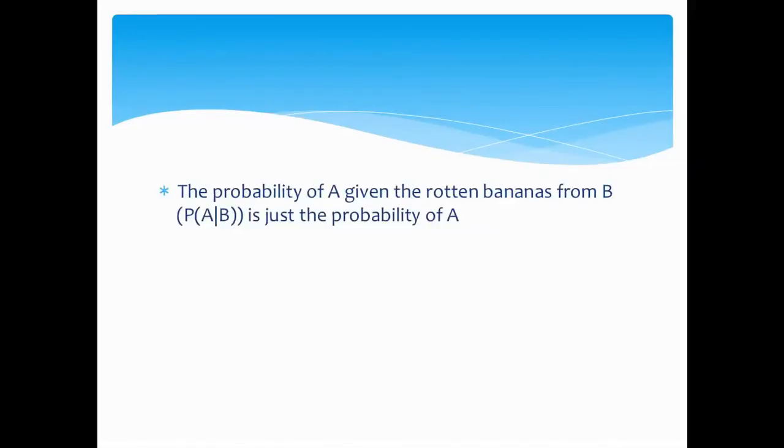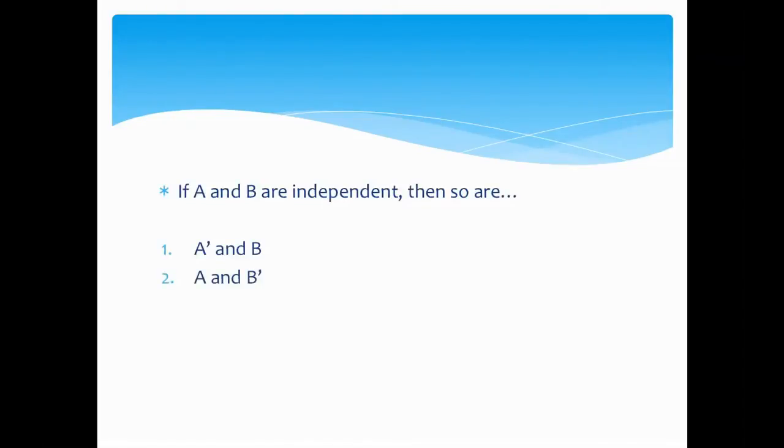We can mathematically state this by saying that the probability of A given B is equal to the probability of A. If this is not true, then the events are dependent. If A and B are independent, then so are the complement of A and B, the complement of A and B, and the complement of A and the complement of B.